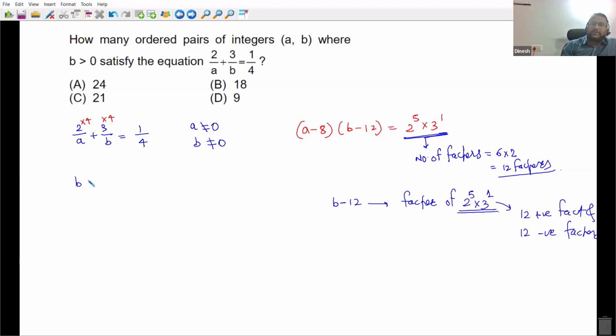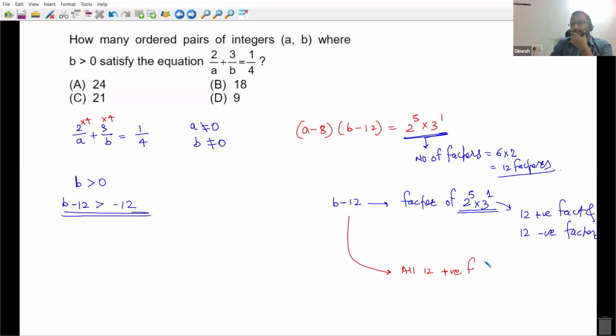And b, we know b is greater than 0, so b minus 12, subtract 12 from both sides. So from this we can conclude that the value that b minus 12 can take should be greater than minus 12, everyone. So how many different values can b minus 12 take? B minus 12 can take all 12 positive factors, and along with that some negative factors. Which negative factors can b minus 12 take? Make a list. Tell me the count.